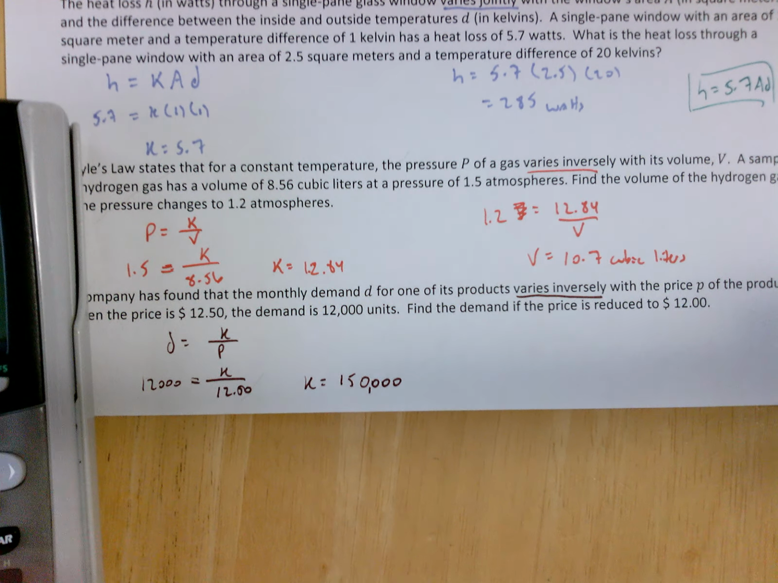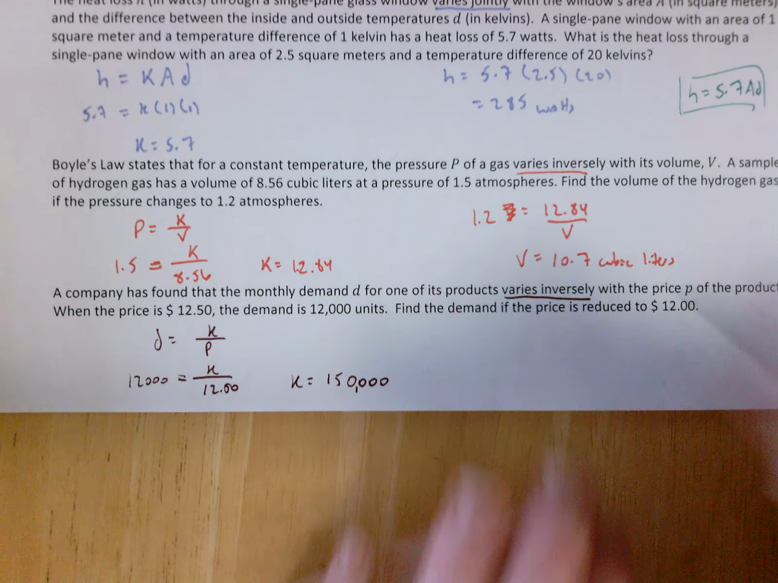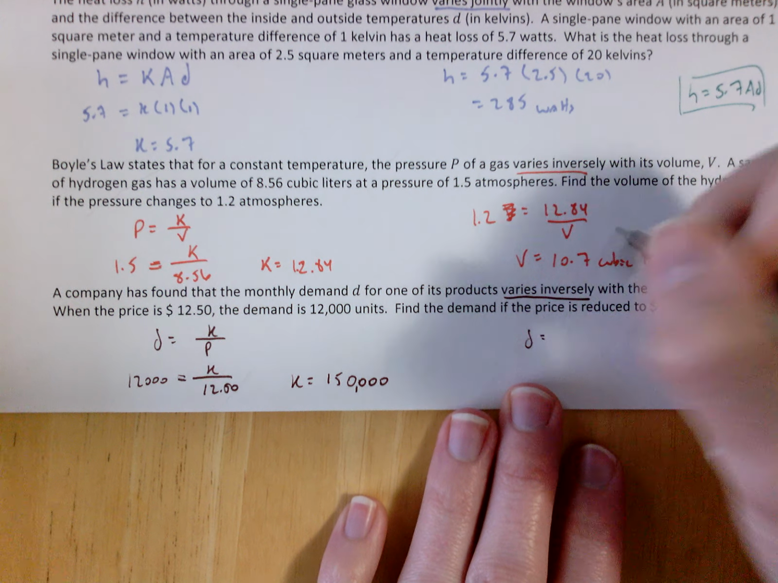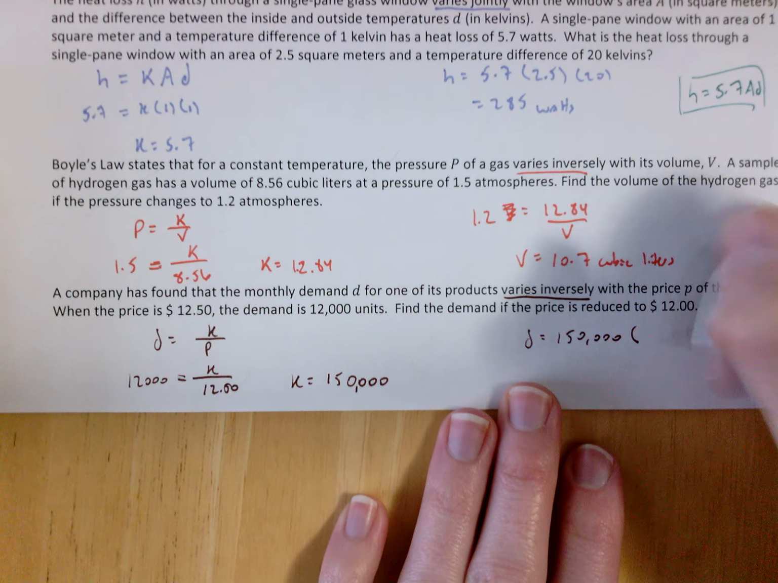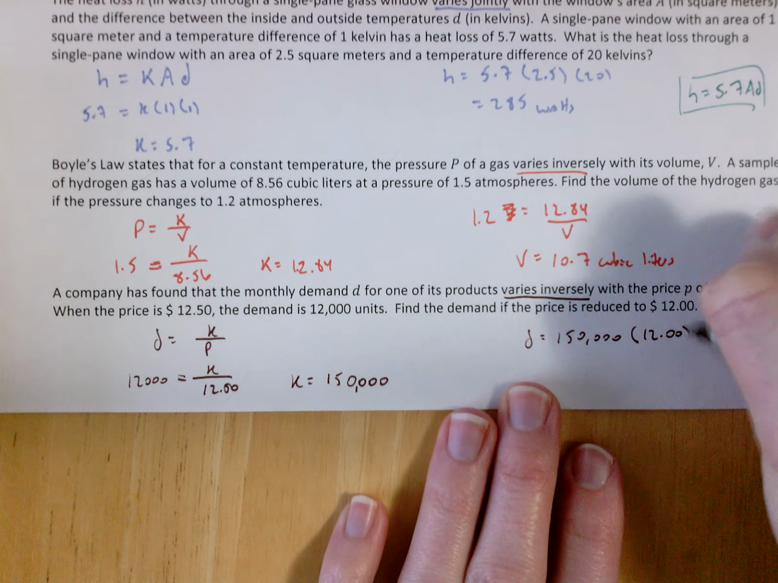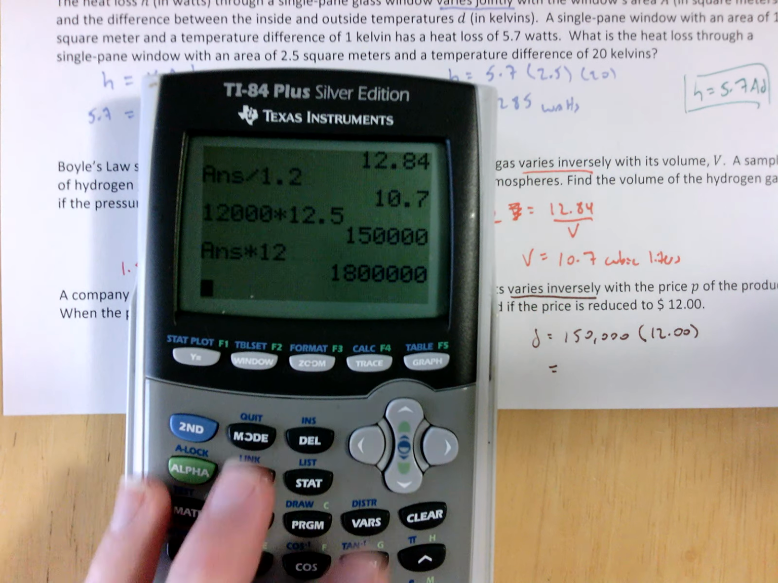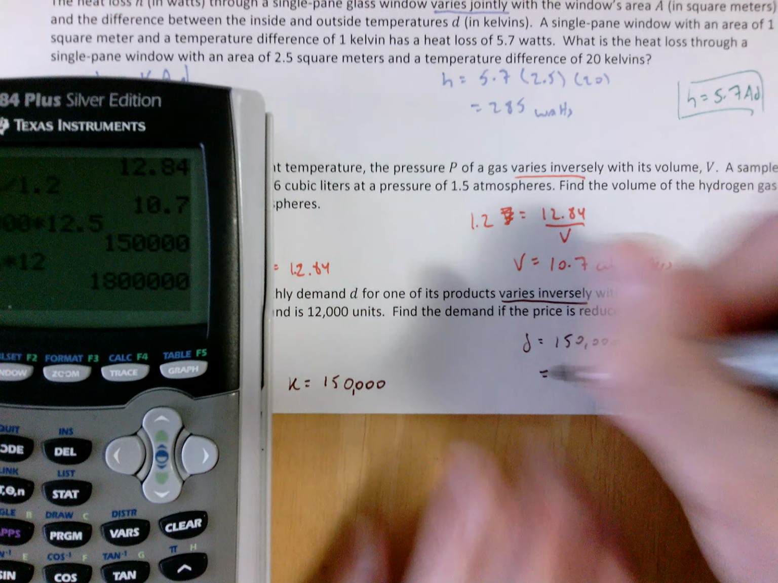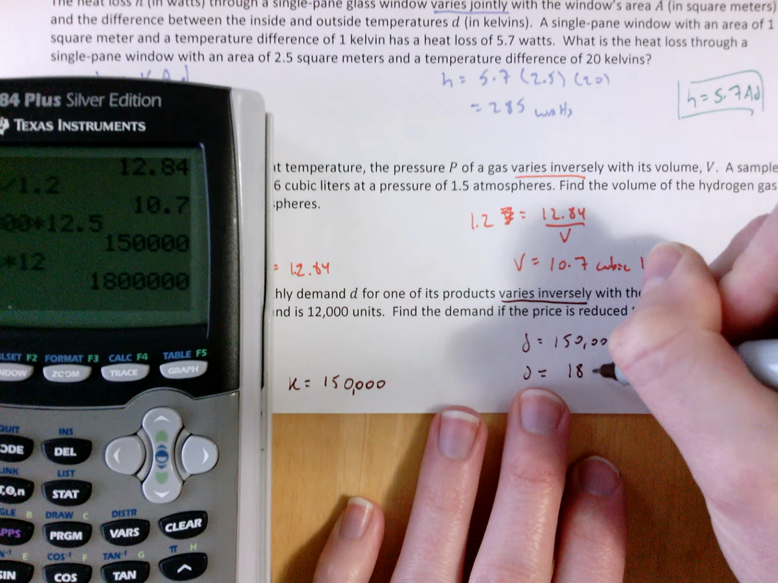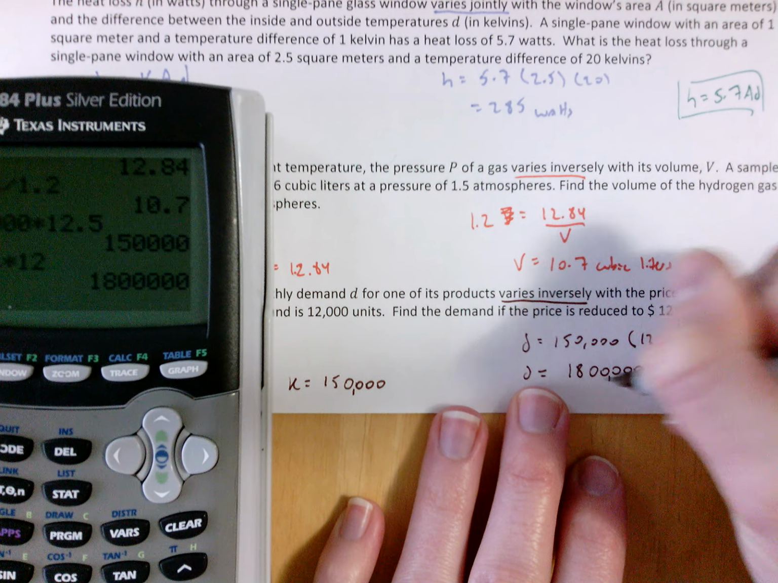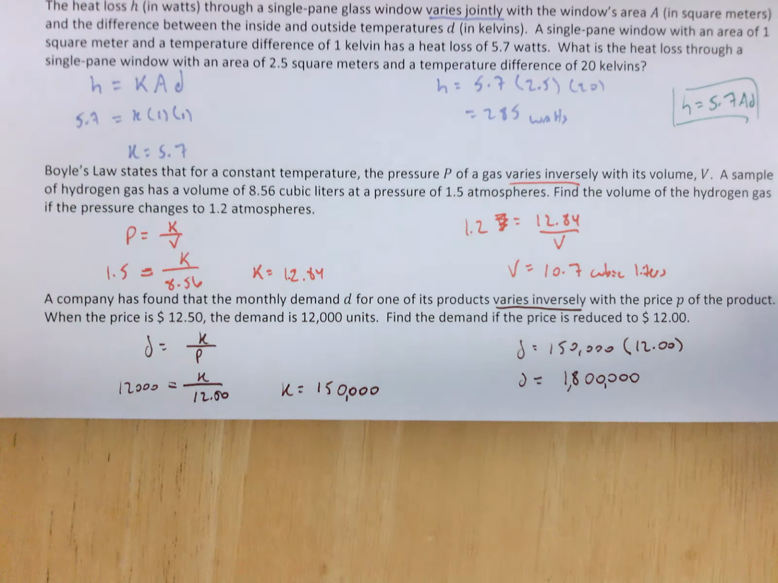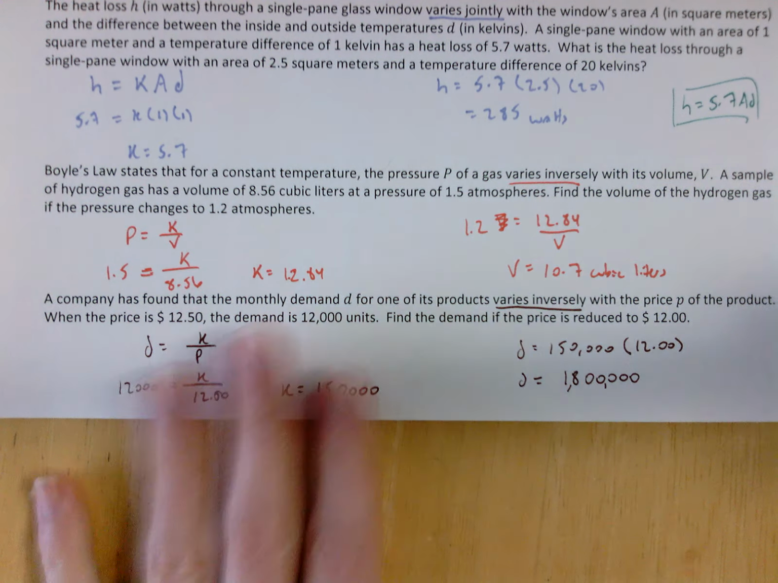So 150,000. All right, we want to find the demand, right? Using my K value we just found, if the price is reduced to $12, I'm basically just multiplying that number by 12. So that is, let's see, a 1, 8, and then it looks like 5 zeros. Lovely. So 1,800,000. And that's all there is to it.